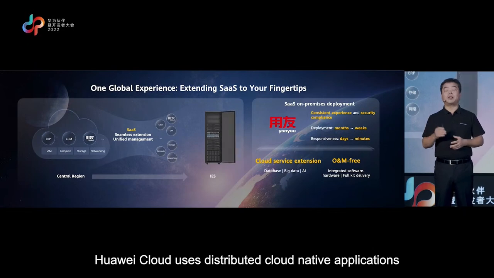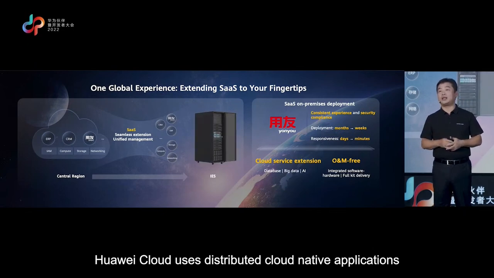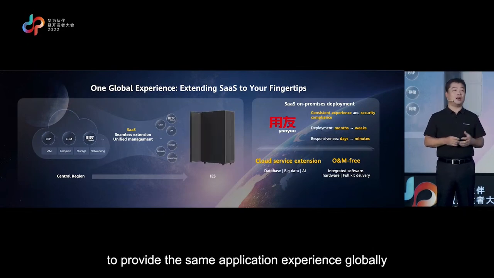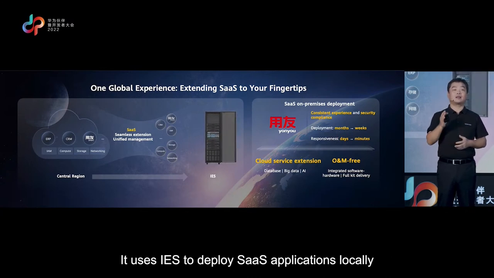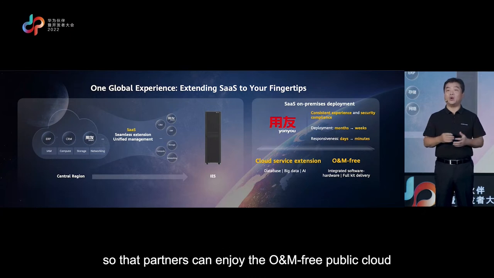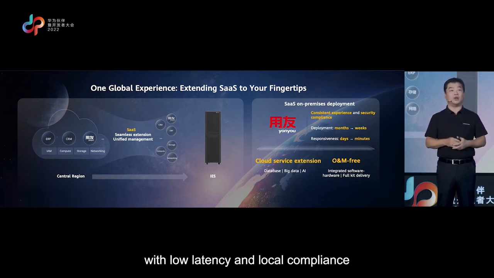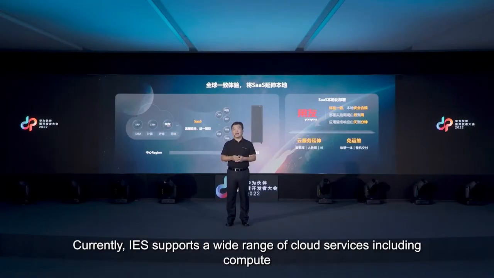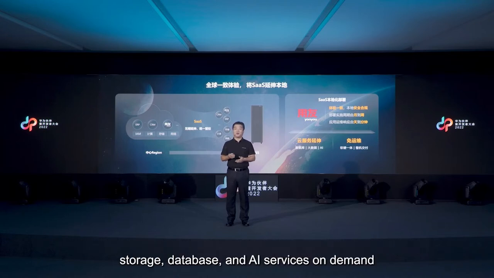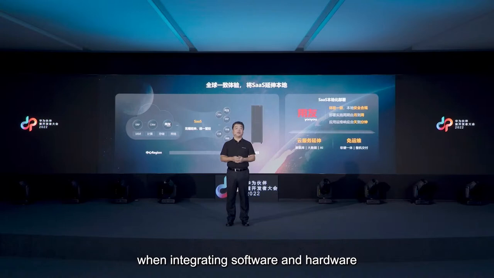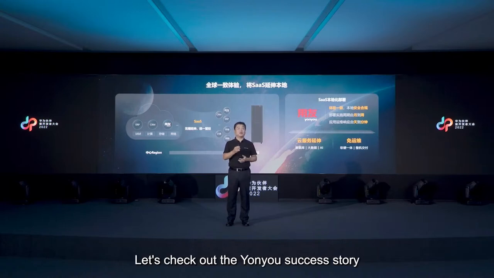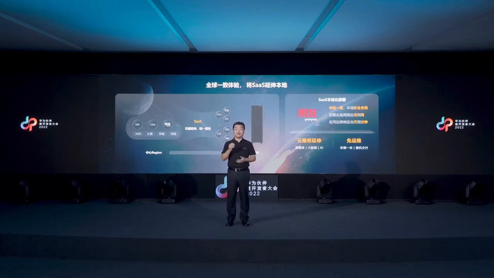Huawei Cloud uses distributed cloud-native applications to provide the same application experience globally. It uses IES to deploy SaaS applications locally, so that partners can enjoy the O&M-free public cloud with low latency and local compliance. Currently, IES supports a wide range of cloud services, including compute, storage, database, and AI services on demand when integrating software and hardware. Let's check out a Yongyou success story.